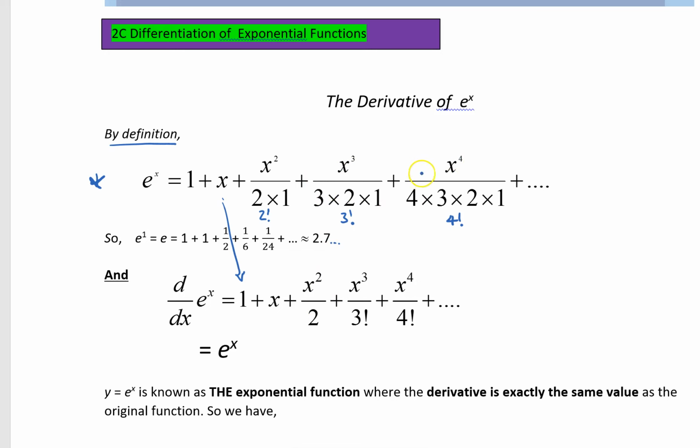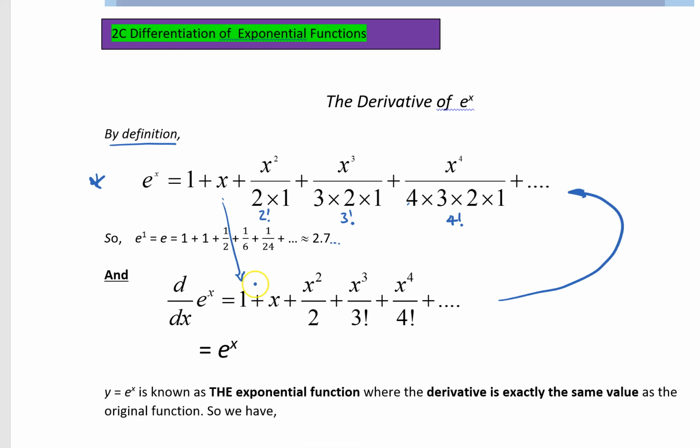Bring the 4 to the front, the 4s will cancel and we'll have x cubed, subtract 1 from the power, x cubed over 3 times 2. If you could imagine the next term, you bring 5 to the front, it would be over 5 times 4 times 3 times 2 times 1. The 5s would cancel out, the power's back to 4, and we would have this x to the 4th over 4 factorial. But if we stop and look at this expression, it is exactly this.